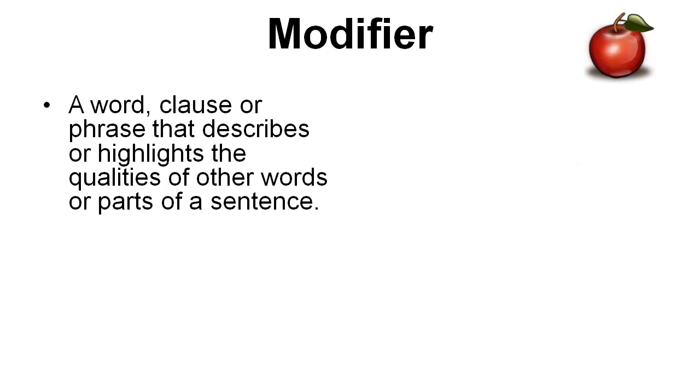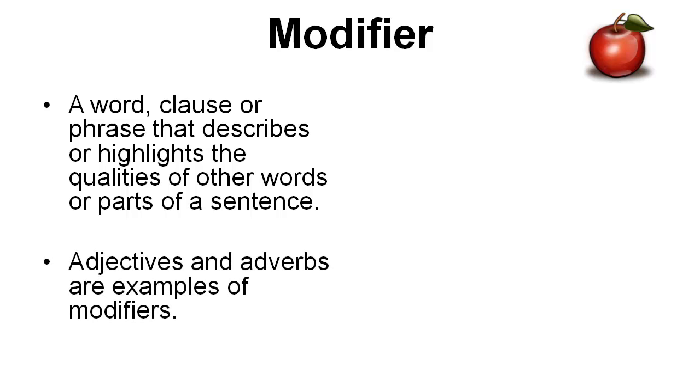Let's move on to modifiers. A modifier is a word, clause, or phrase, meaning one word or a group of words, that describes or highlights the qualities of other words or parts of a sentence. Adjectives and adverbs are examples of modifiers. Let's look at some examples.